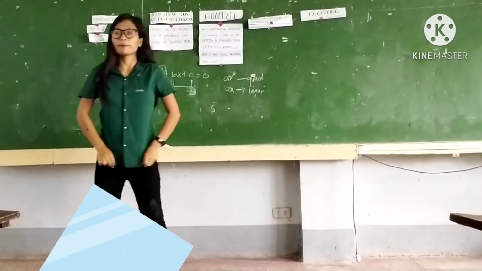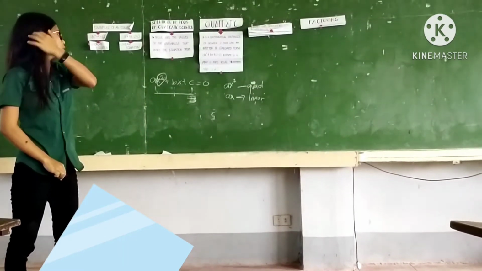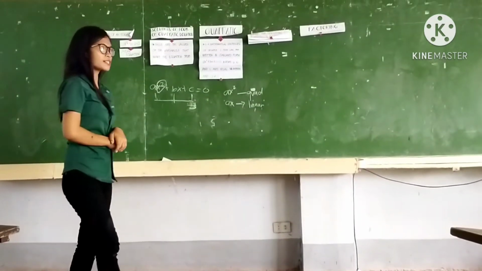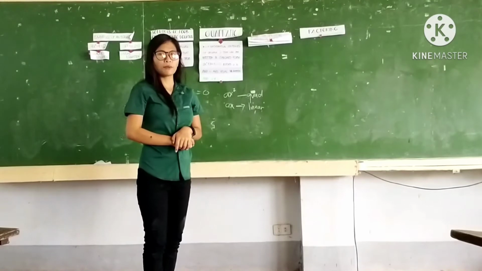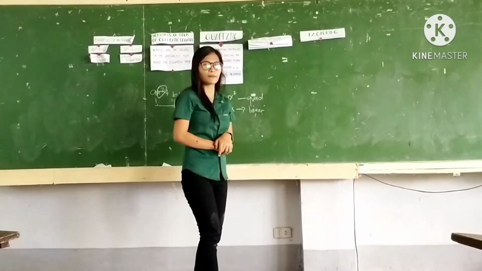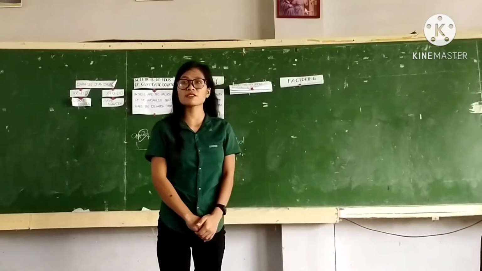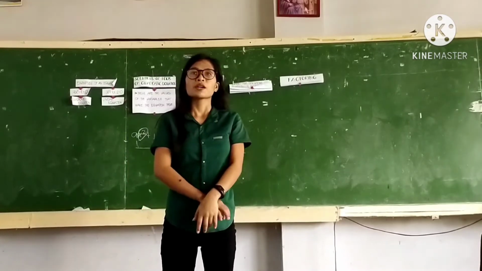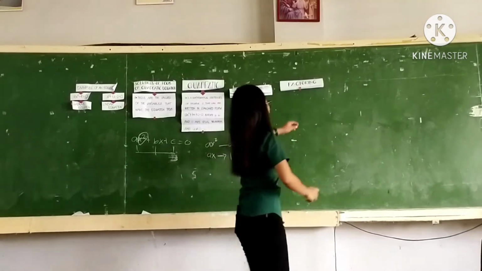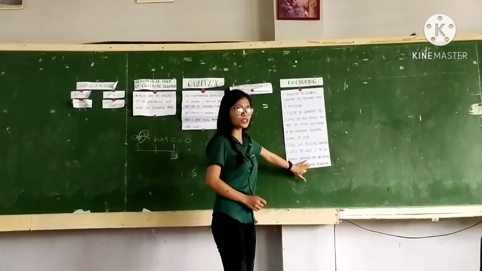factoring. Again, I repeat, we have 4 methods in finding the solution or roots: factoring, completing the square, extracting the square roots, and quadratic formula. For today, we are just focusing on factoring. So what is factoring? Factoring is the process of finding the factors, or finding what to multiply together to get the expression.